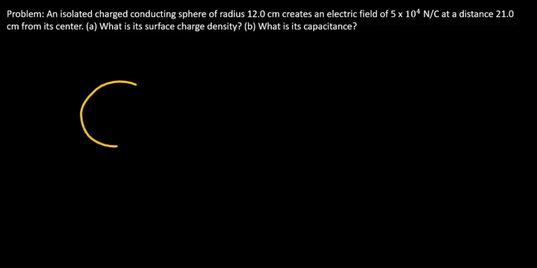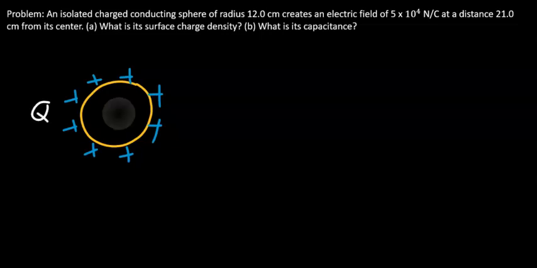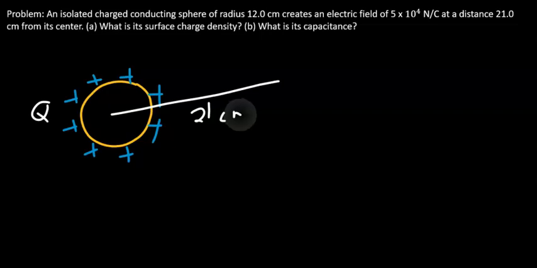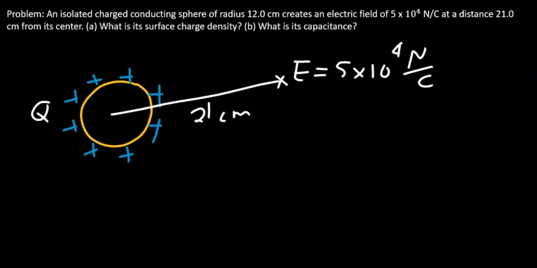So let's assume this is the sphere, and on the surface, because it is a conducting sphere, you have charges residing on it. Let's call the total amount of charge Q coulomb, and we know the field it creates at a distance 21 cm, where the electric field is 5 times 10 to the power 4 newtons per coulomb. We can use this data to determine this capital Q, and only after we determine capital Q can we determine the surface charge density.